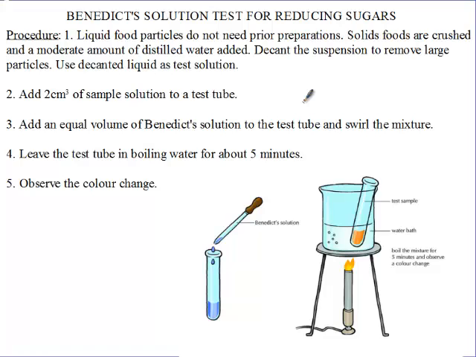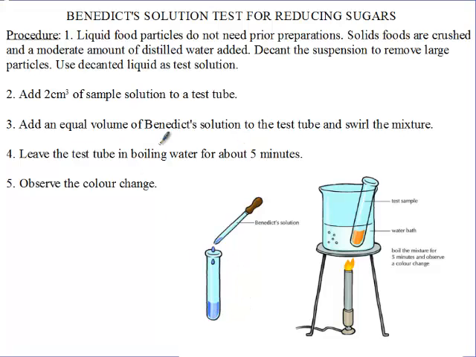Okay, so we're going to crush the food. After crushing the food, we'll mix it with just a moderate amount of distilled water. After that, we're going to allow it to stand for a while, and then decant the suspension to get our liquid substance. Now for our test solution, we're going to take just 2 cm cube of our test sample and put it in a test tube.